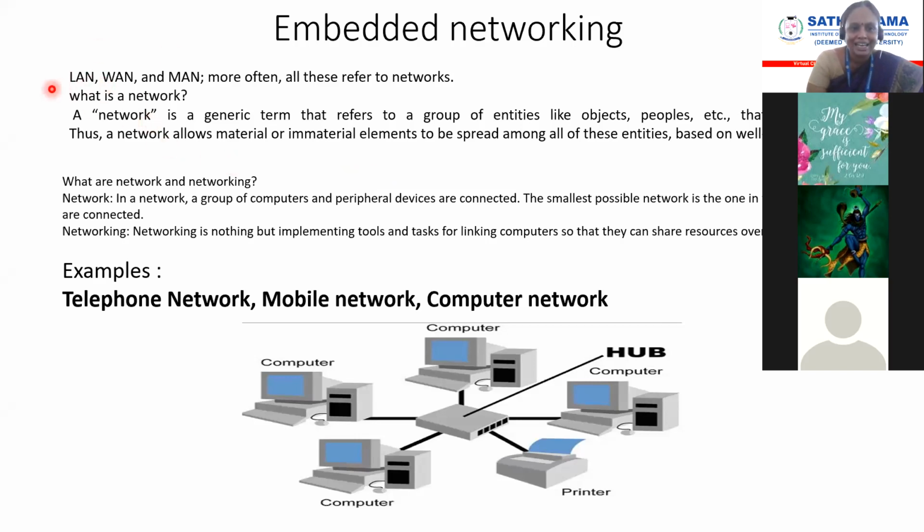I told you about LAN, WAN, and MAN. You all know local area network, wide area network, and metropolitan area network. That is why we say smart cities, and it is available in our campus too. For wide area networks, through a hub all our systems are connected. A good example they have given is the telephone network, mobile network, and computer network. Networking is always for accomplishing a task, performing an operation, or sharing resources over the network. Networking is very important.